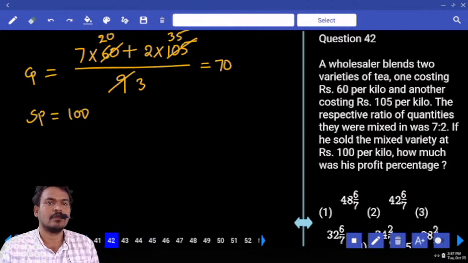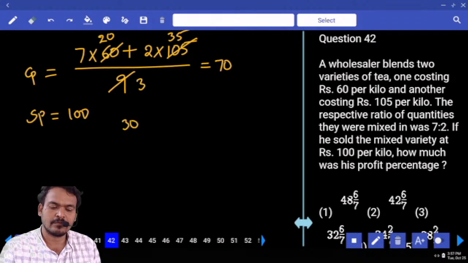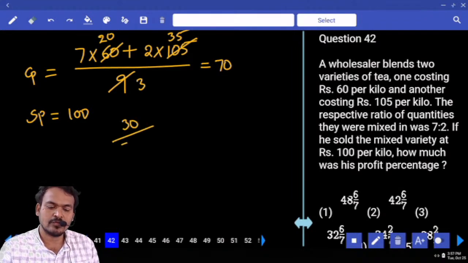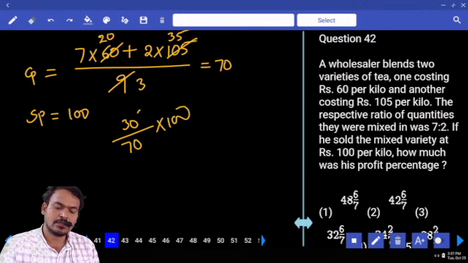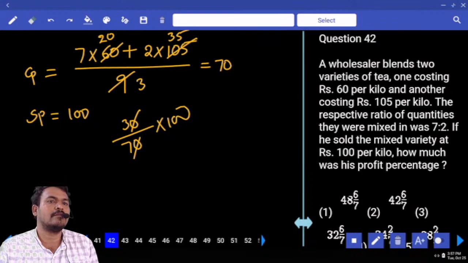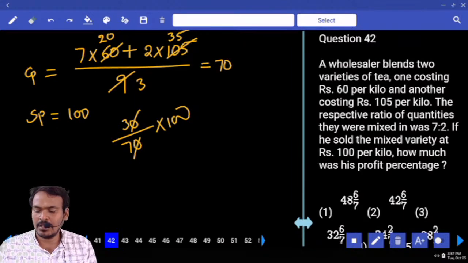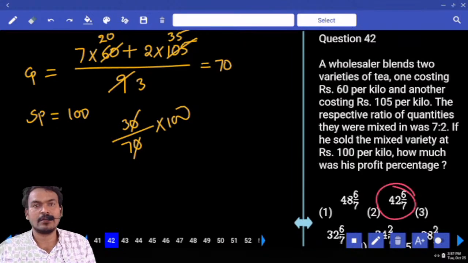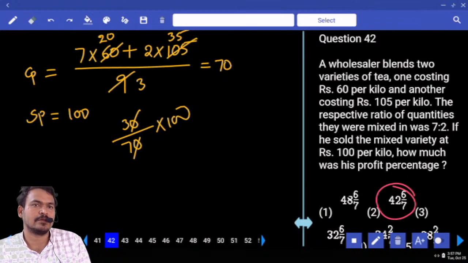100 rupees. We get the profit or loss? Profit. How many rupees are profit? 30. 30 upon which one? 70, into 100. Zeros are cancelled, so 3 by 7 into 100. What is the answer? 42 6 by 7%.